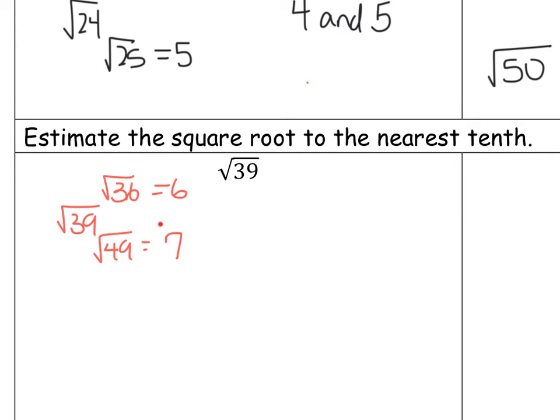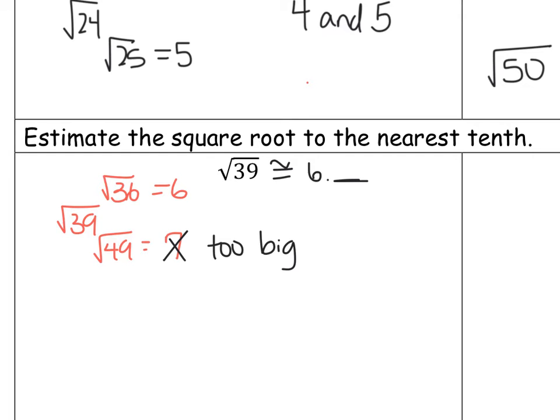So we know it's not bigger than 7, so we're not going to use this number because 7 is too big, so I'm going to cross that out when we're looking for the square root to the nearest tenth. This one is too big, because we know that the square root of 39 is going to be 6 point something, and we have to figure out what that decimal is.